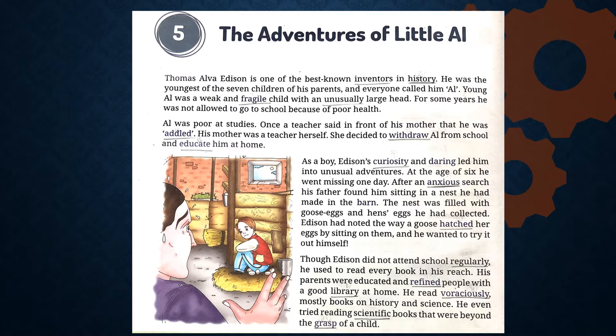Edison was also a very frequent reader. He used to love reading, and since his parents were refined people, they were educated people, they had a good library at home. So he used to read a lot of books at home, and he used to read regularly and voraciously. Voraciously means in large number. He used to mostly read books on history and science. Sometimes he used to read books which were beyond the capacity of a child, but still, since he was so keen, so interested, so curious about science, he went on and on reading more and more and more.